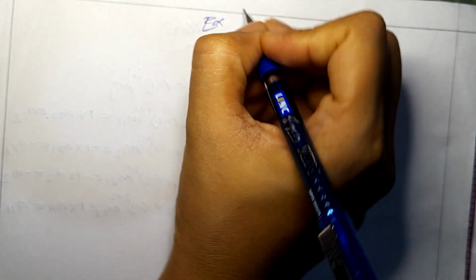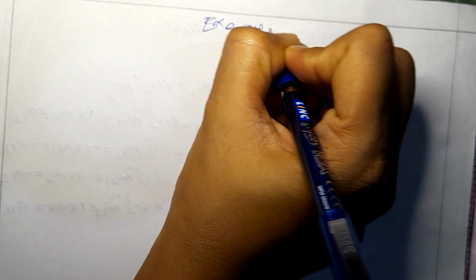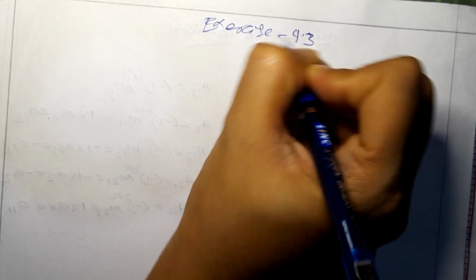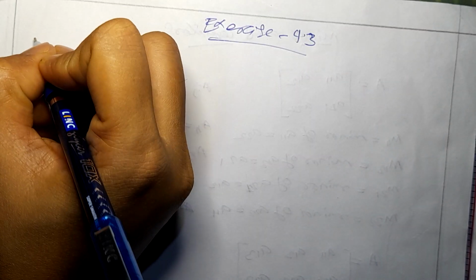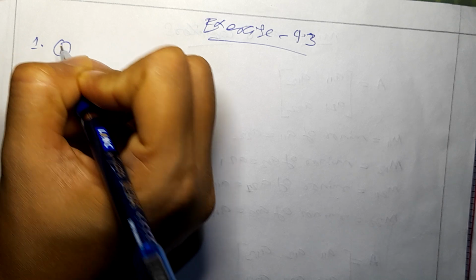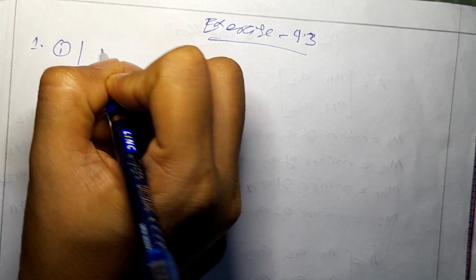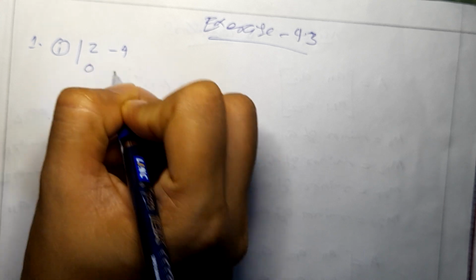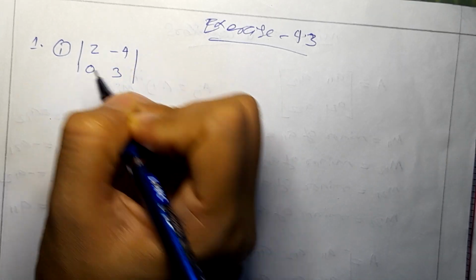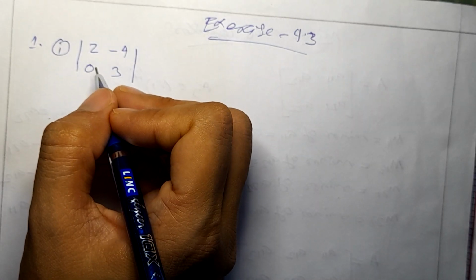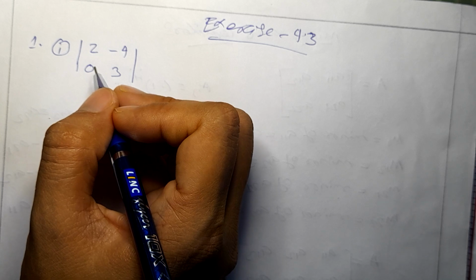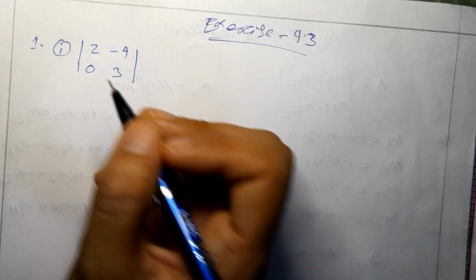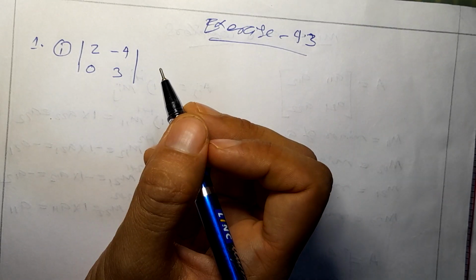Exercise 4.3. Question number 1, Roman number 1. The matrix is 2, minus 4, 0, 3. This is a 2 cross 2 matrix. So for M11, the minor, we are finding the minor. Minor is represented by Mij.